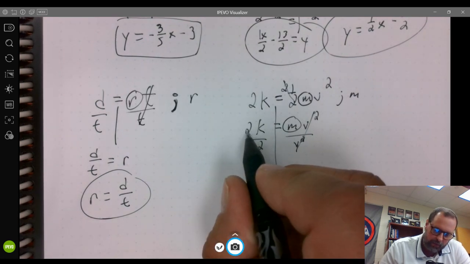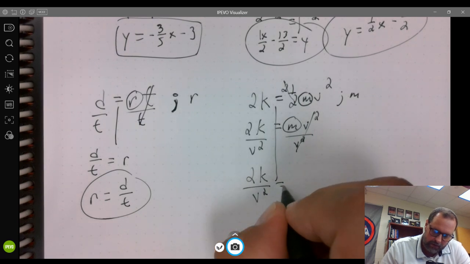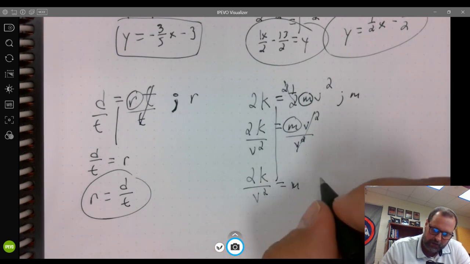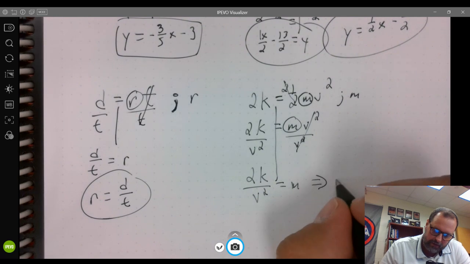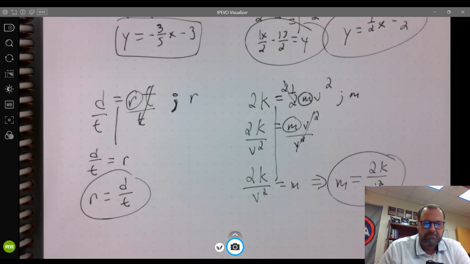So over here, what's 2k divided by v squared? Exactly what you said. 2k divided by v squared. So again, if I want to flip it, I could write the m first equals 2k over v squared. And that's it. We don't have anything else to do.